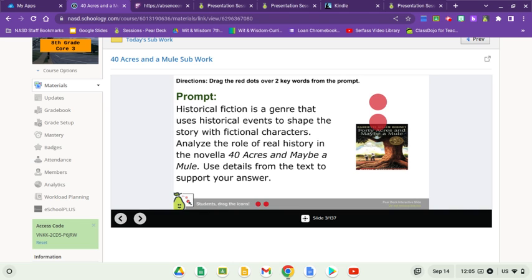Please take a moment to read this along with me. Historical fiction is a genre that uses historical events to shape the story with fictional characters. Analyze the role of real history in the novella 40 Acres and Maybe a Mule, and use details in the text to support your answer. So, you're going to move these two red dots to the two key words from the text. Nice work.